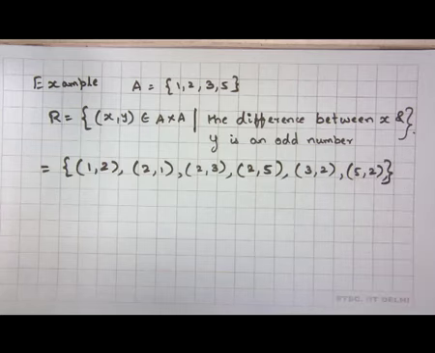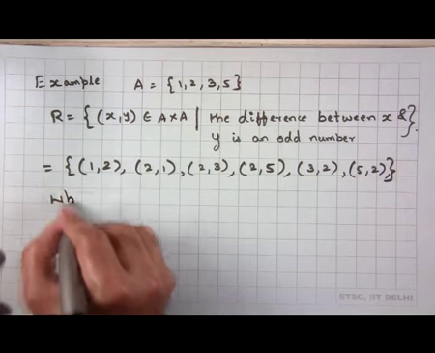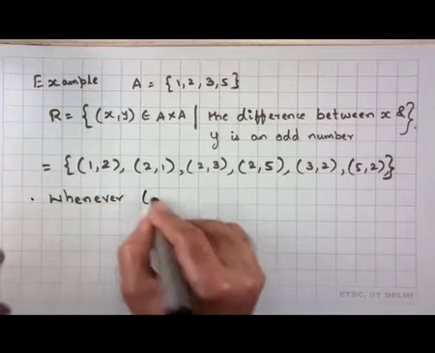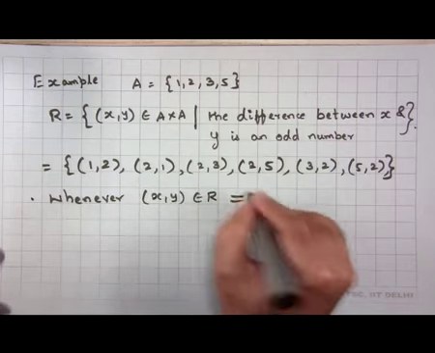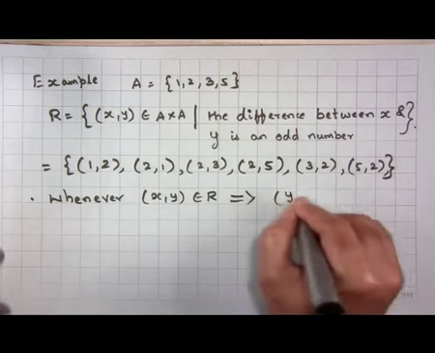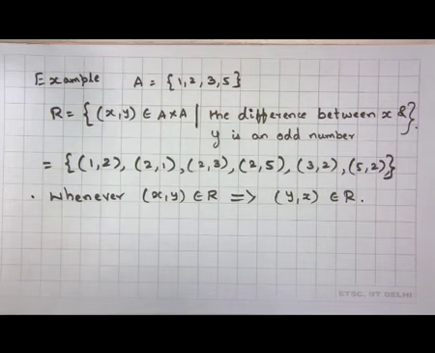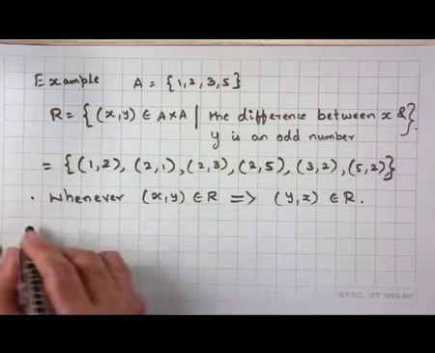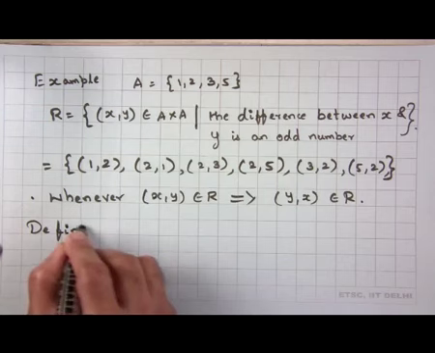Now, with all these things, let us notice one thing. The first thing that one can observe here is whenever the pair (x, y) belongs to R, that immediately implies that (y, x) also belongs to R. So, let us use this example and define the following thing.